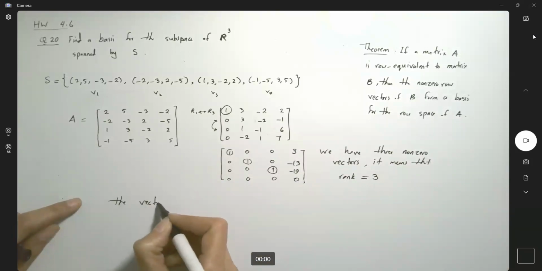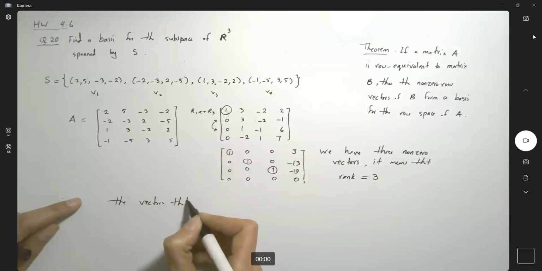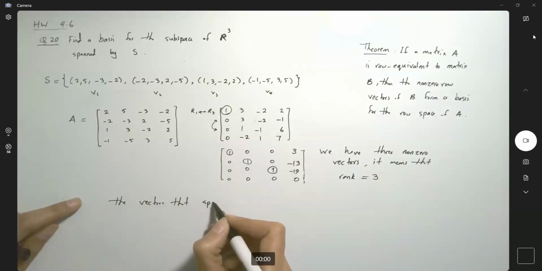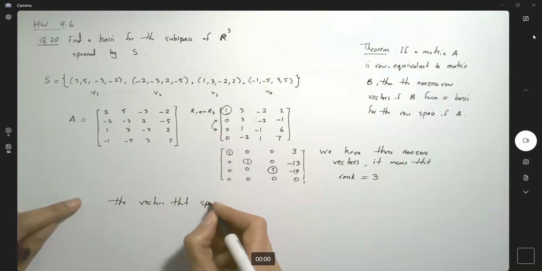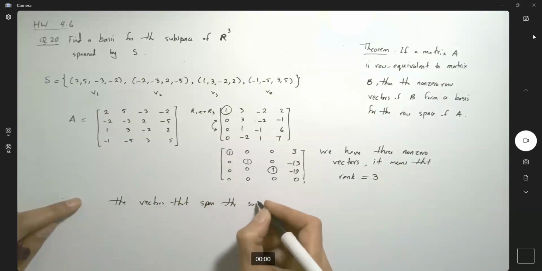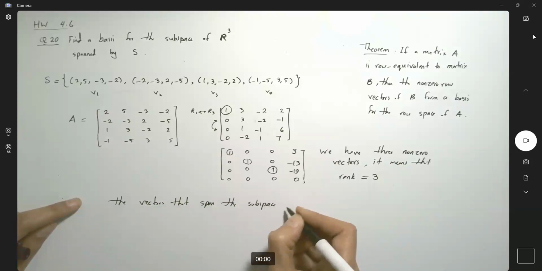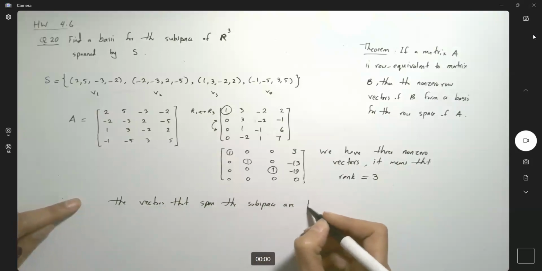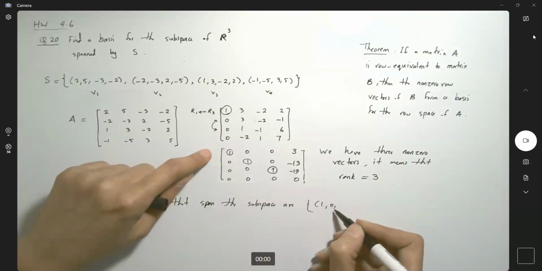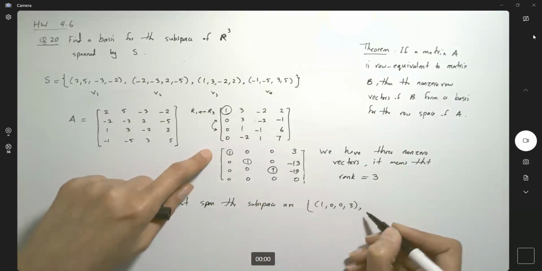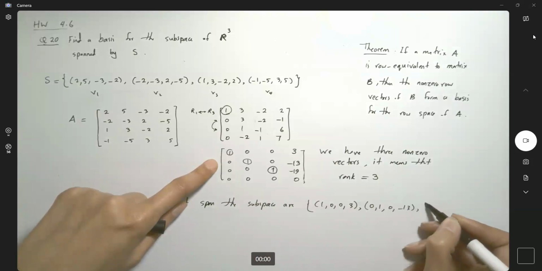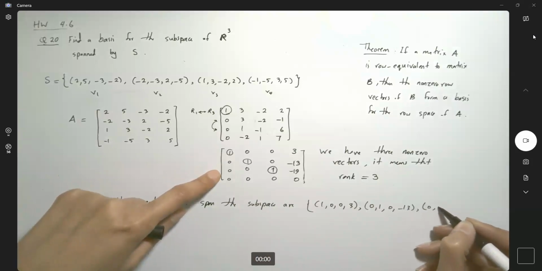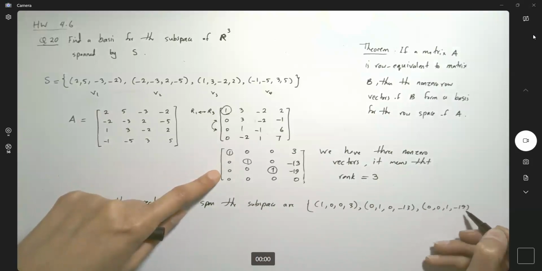The vectors that span the subspace are these vectors: 1, 0, 0, 3; 0, 1, 0, negative 13; and finally 0, 0, 1, and negative 19.